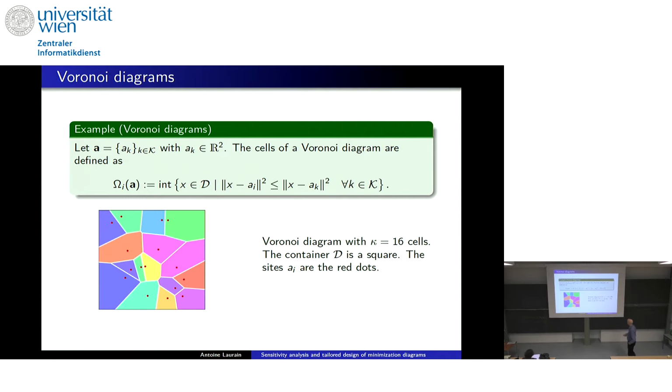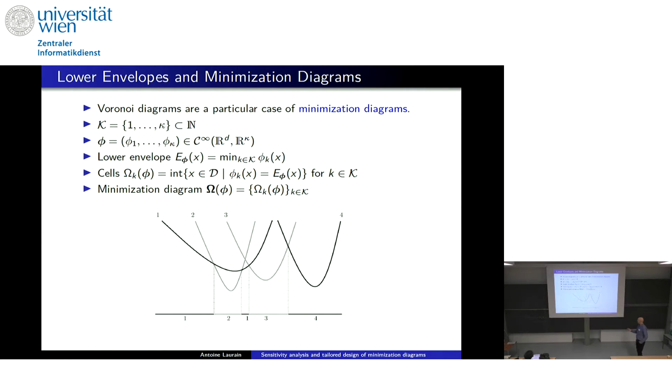And the definition is just using the Euclidean distance. So the set of points, the omega i, is the set of points x that are closer to a_i. So this is here a simple example with 16 cells. And so the Voronoi diagrams are a particular case of something called minimization diagrams. So the idea is as follows.